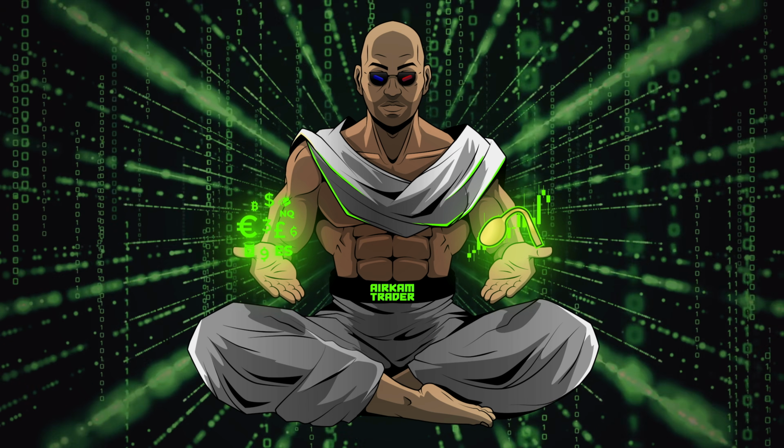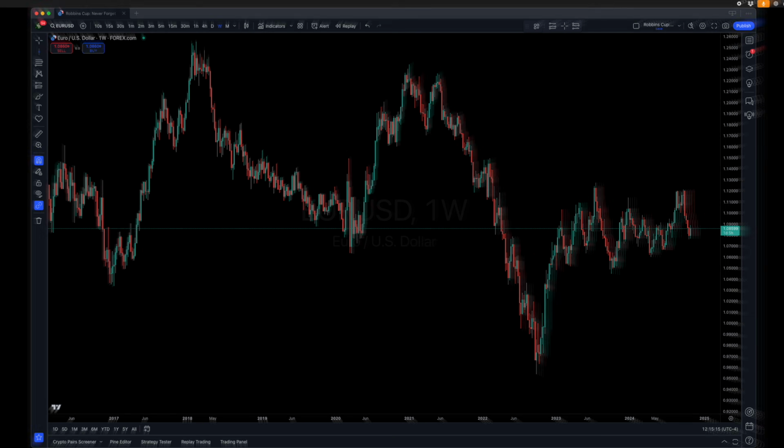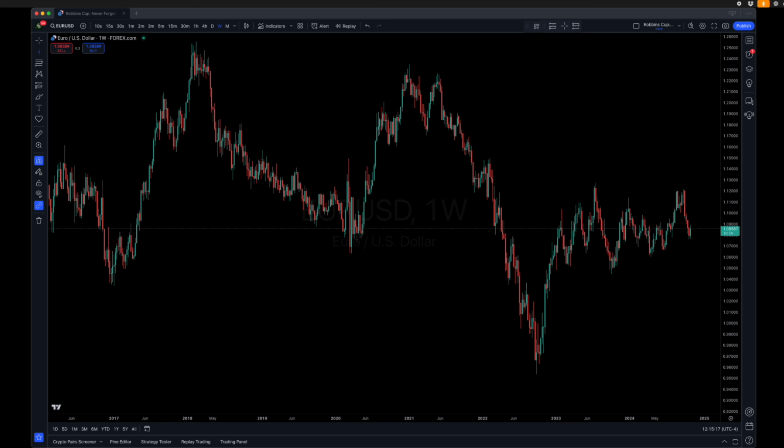What's all this business about Goldbach levels? Within 5 minutes, I'm going to teach you the biggest ICT trading hack that you can quickly implement into your trading to understand the higher time frame narrative. This is Euro USD on the weekly time frame.